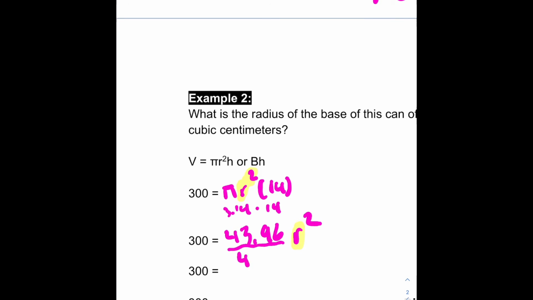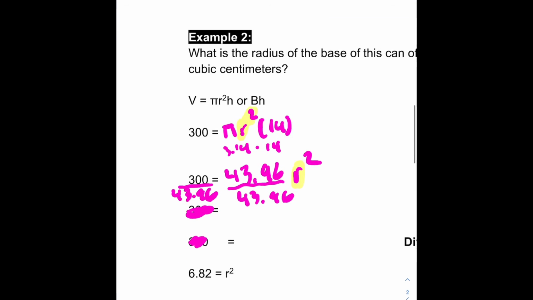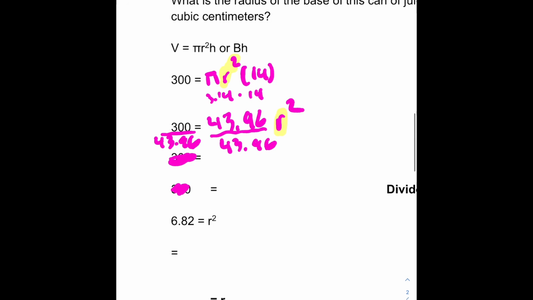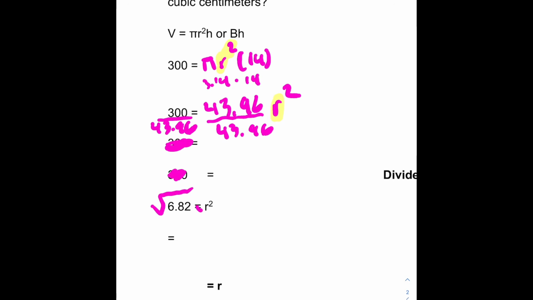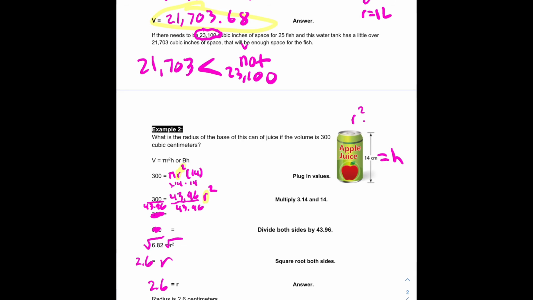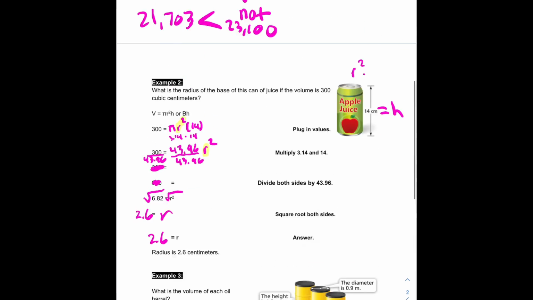And again, my goal is to get r. My goal is to get this by itself. So I'm going to divide both sides by 43.96. So 300 divided by 43.96, we get 6.82 equals r squared. And then I need to undo r squared, so I'm going to take the square root of both sides. If I take the square root of 6.82, I'm going to get 2.6115. So I'm just going to call it 2.6 equal to r. So our radius, if we worked backwards, is 2.6 centimeters.